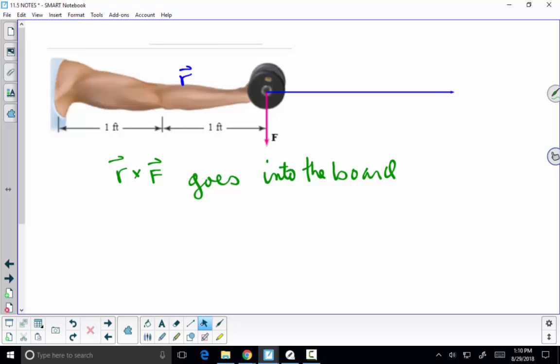Now if you do r to f, so if we go in the r direction, we curl towards f, we go into the board. Yeah, okay. So for f and r, the orientation of your hand matters.